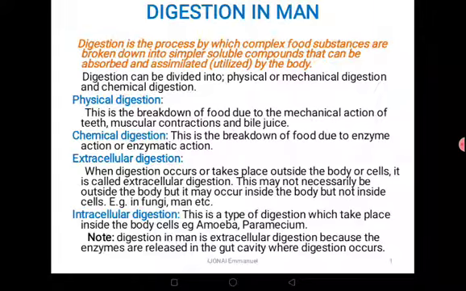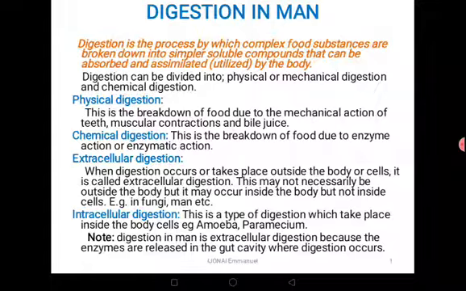So this food undergoes a process of digestion, and you eat them when they are solid, when they are big, large in size, complex. But at the end of it all, the body utilizes them in a very simple form. So the process by which this food is changed from this big particulate matter into simpler soluble substances is what we call digestion. So digestion can be divided into physical or mechanical digestion.